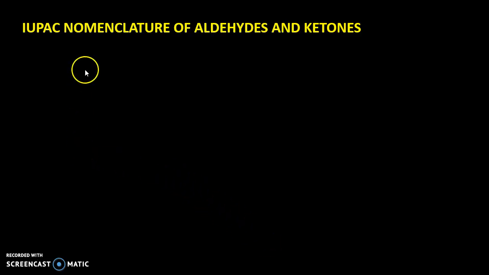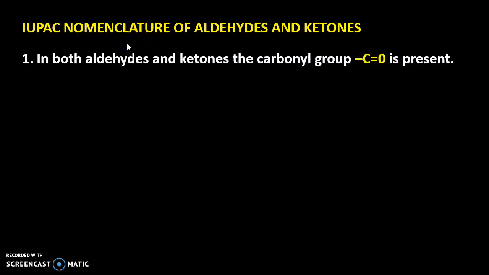In this video we are going to study the IUPAC nomenclature of aldehydes and ketones. First of all, in both aldehydes and ketones we know that there is a presence of the carbonyl group, that is, the C=O group.